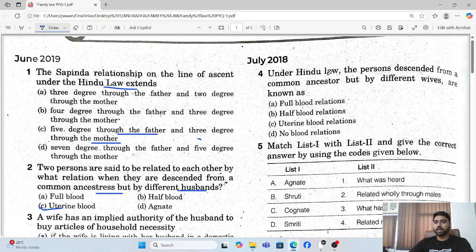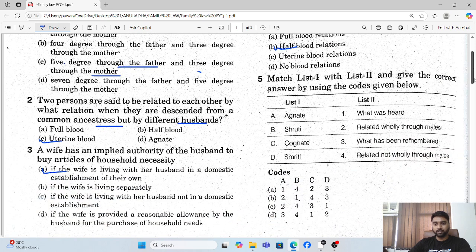The fourth question is about Hindu law: persons descended from a common ancestor but by different wives. Here the wives are different, so they are treated as half blood. If the husbands are different, then they are uterine blood.